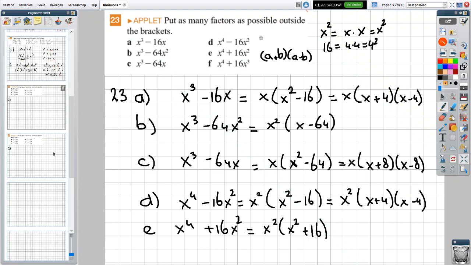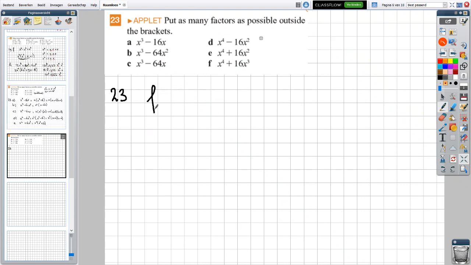And then I'm left with F. Now let's do F as well: x to the power 4 plus 16x to the power 3. Remember, you use the same steps. What can I get outside of my brackets? The common factor in this case is x to the power 3. I'm left with x and 16. And here I'm done already, for two different reasons. First of all, I cannot make x something squared, and second of all, it's not even a difference, because I have a plus here. So always be careful. If you find a plus, then a difference of two squares is not possible.